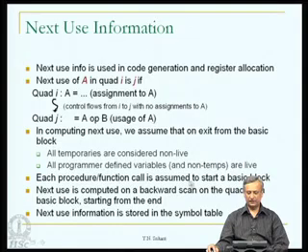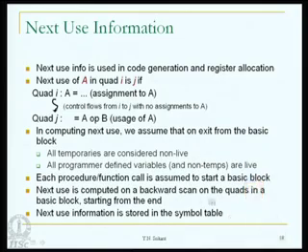Each procedure function call is assumed to start a new basic block. So, there are no interactions from the procedure call inside the basic block itself. It becomes a separate basic block and it can be handled in a much better fashion. Next use is computed on a backward scan on the quadruples in a basic block starting from the end. So, we will see an example of this now, and next use information is stored in the symbol table itself.